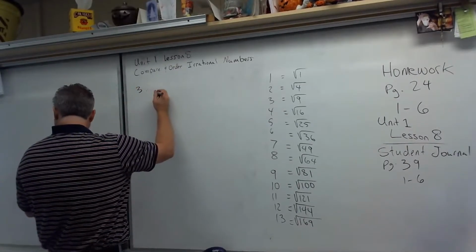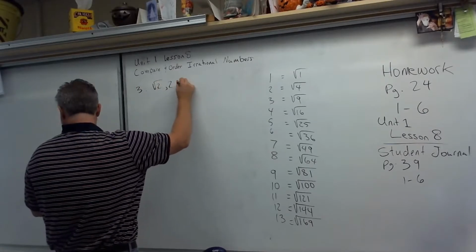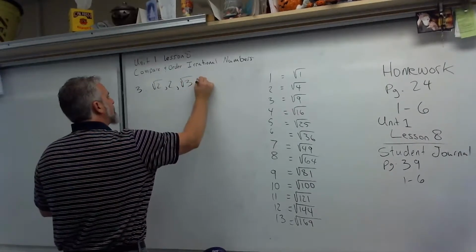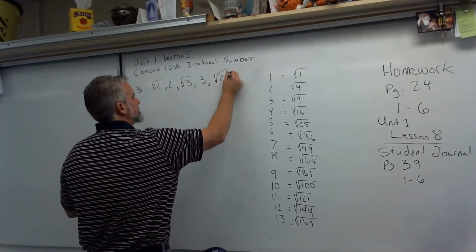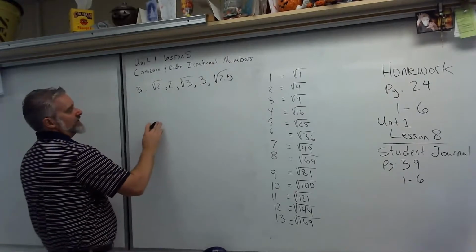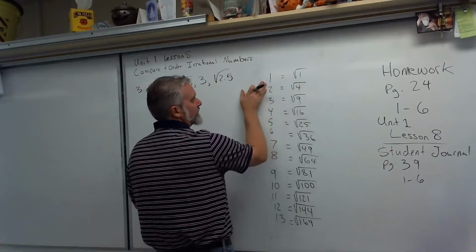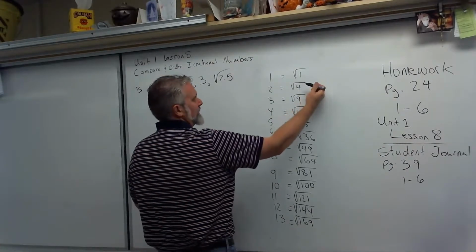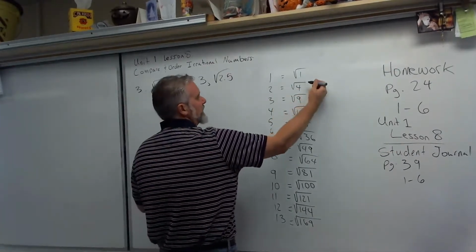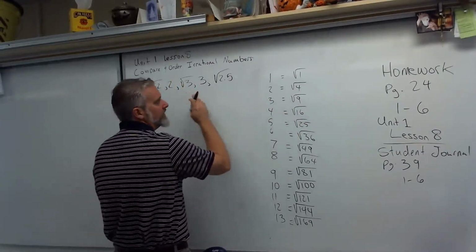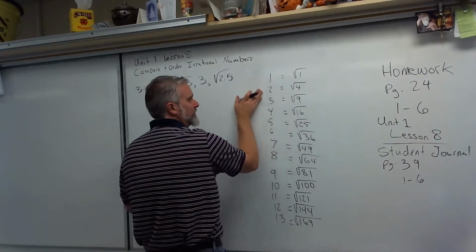Problem number 3. We have √2, 2, √3, 3, √2.5. So looking at our numbers again, √2, well, here's √1. So √1 is 1. And then go up to √4, which is 2. So √2 is going to fall between 1 and 2. √3 is also going to fall between √1 and √4, which is between 1 and 2.